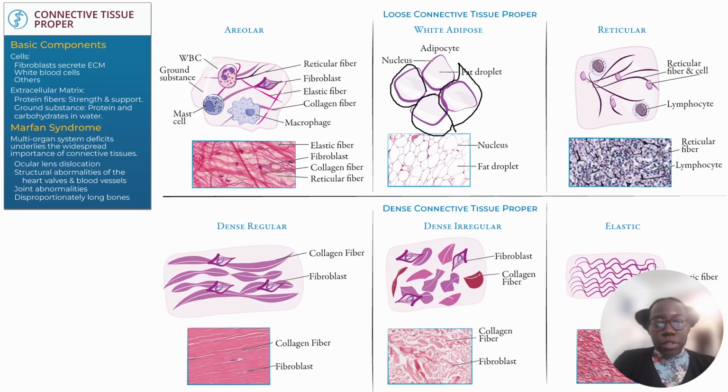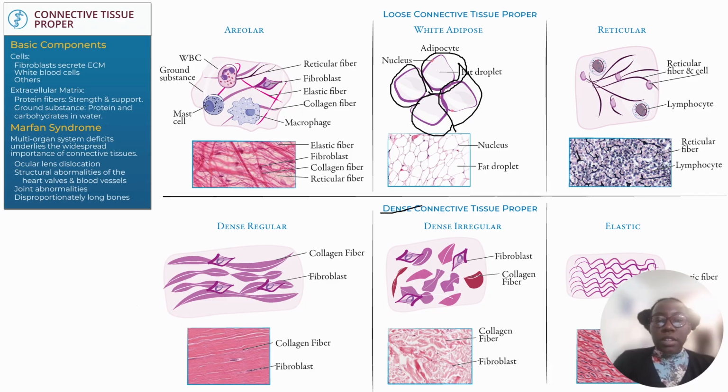And those type of tissue, the adipose, we find them in the hypodermis of the skin, and they provide insulation and store fat. For reticular, you can see there is fiber, reticular fiber, and also space between the cells. That's why they are loose connective tissue proper.